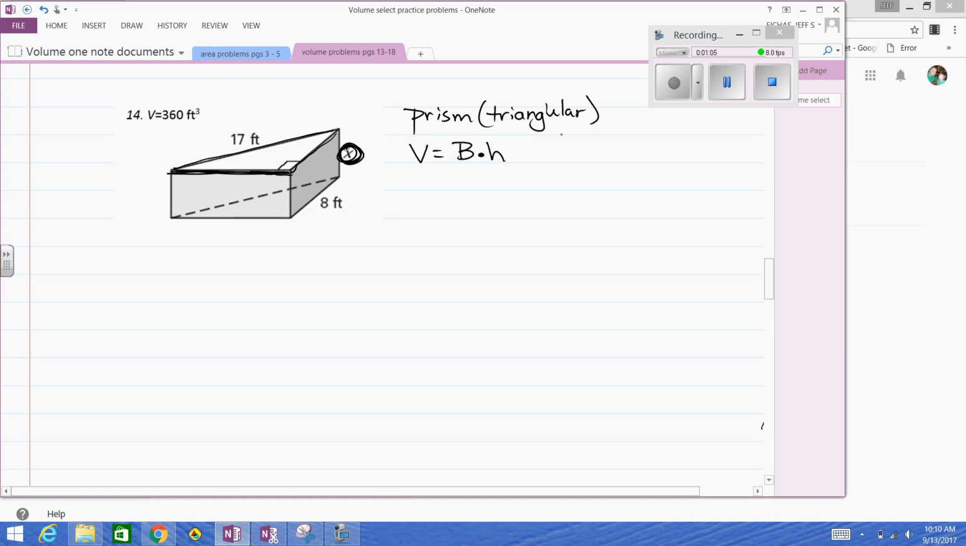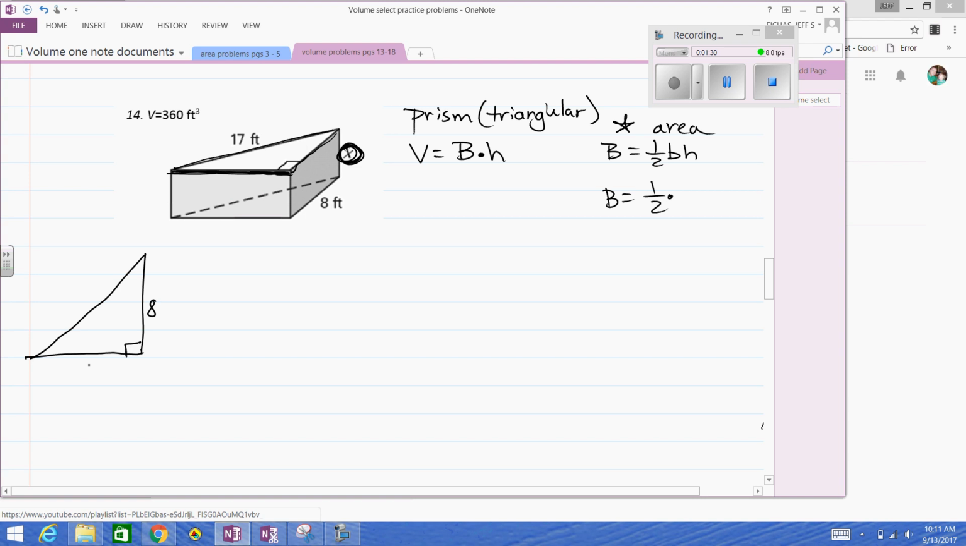However, the base, we got to do the area of the base, which is the capital B. It's a triangle, so we're going to need 1/2 base times height. And we're actually missing, well, you know what? Let's show this right here. So the 8 is this way, so let's call that the 8. We'll make that the height.